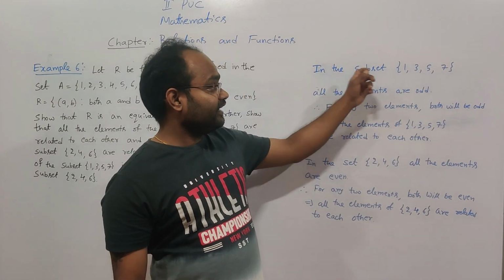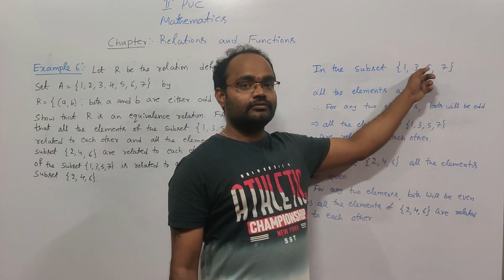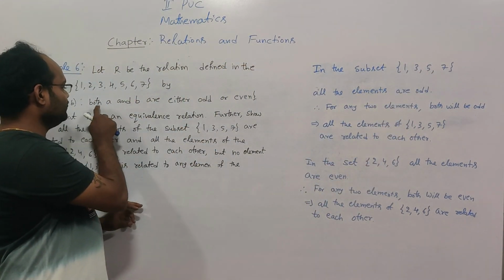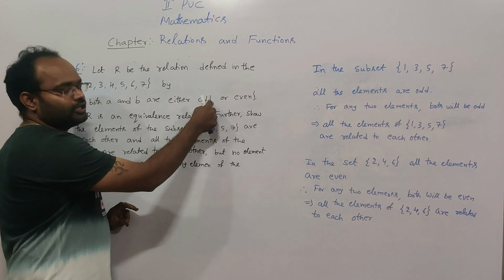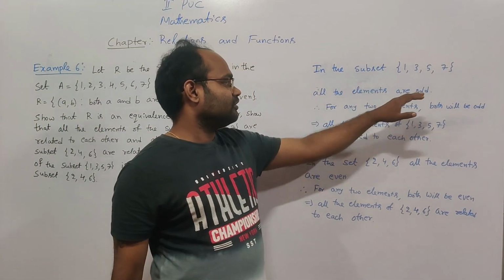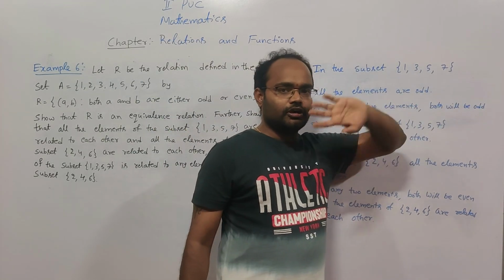So you consider any two numbers, both will be odd. So that is nothing but it is satisfying both A and B are odd. So it is satisfying the condition. So all the elements are odd. For any two elements both will be odd.